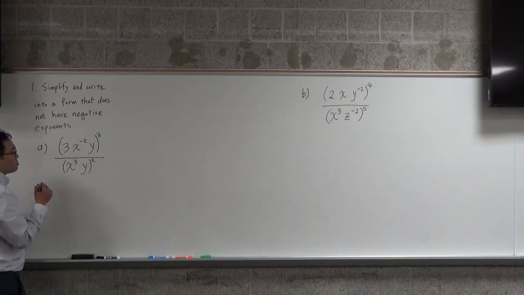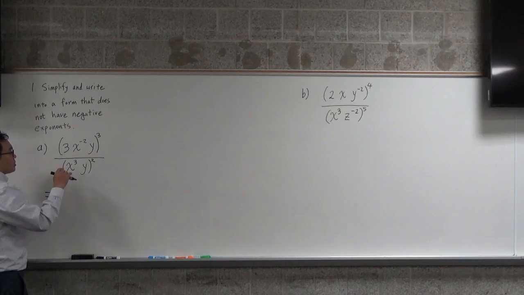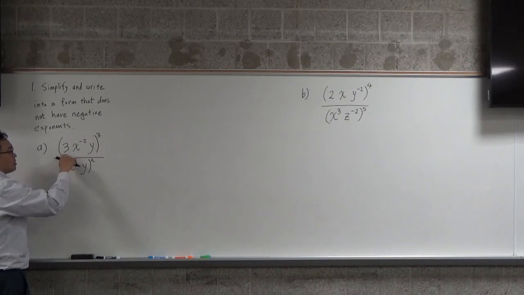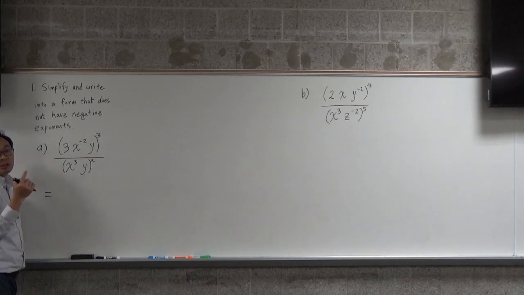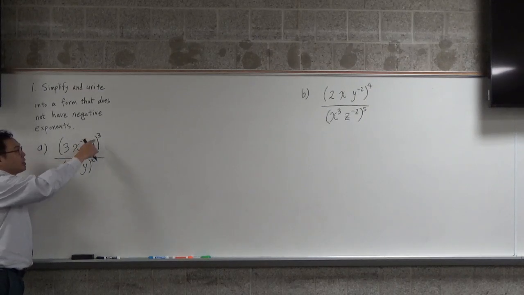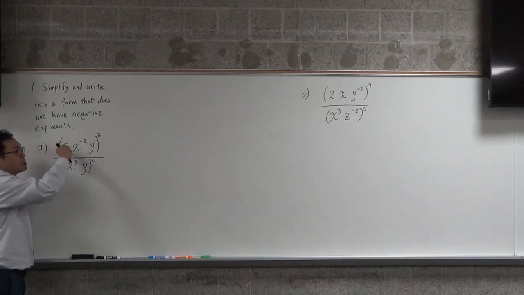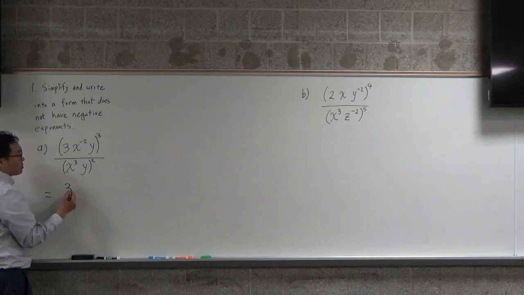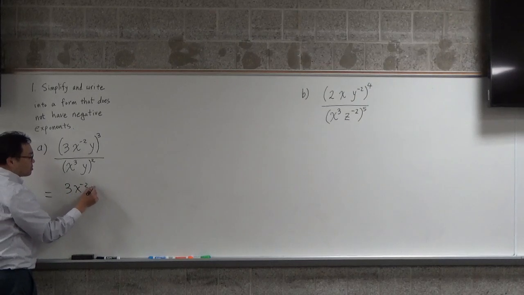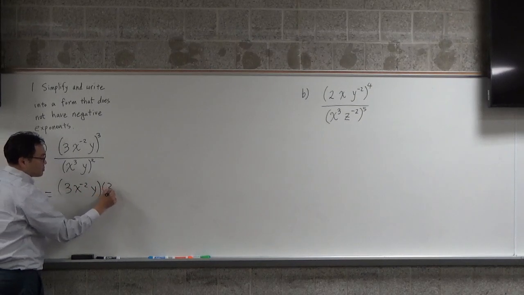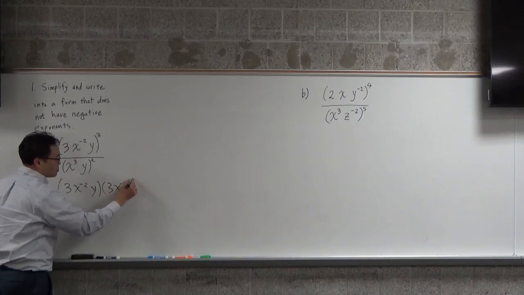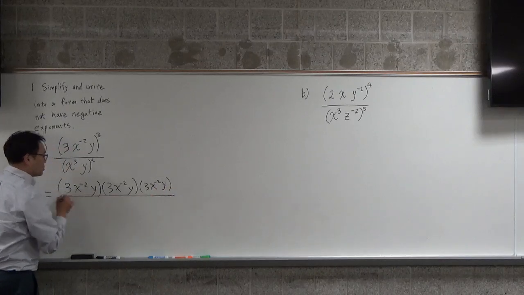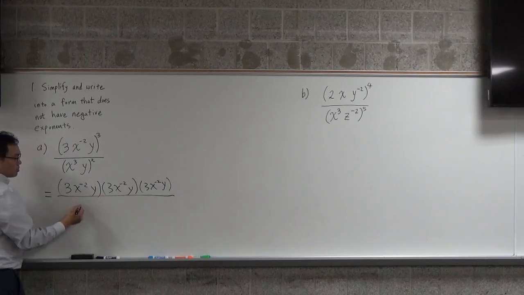What I want to do is rewrite this thing 3 times, because that's the meaning of third power, right? If you have anything to the third power, that means you're multiplying it by itself 3 times. So I'm writing this 3 times, divided by this, which you write twice.